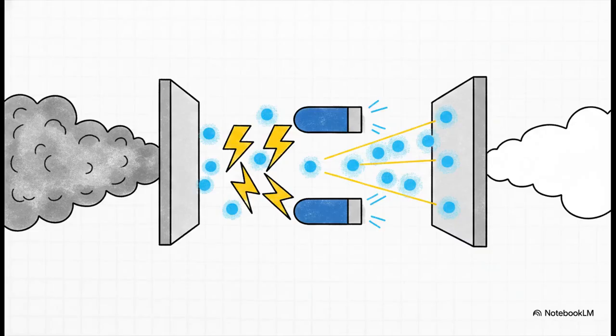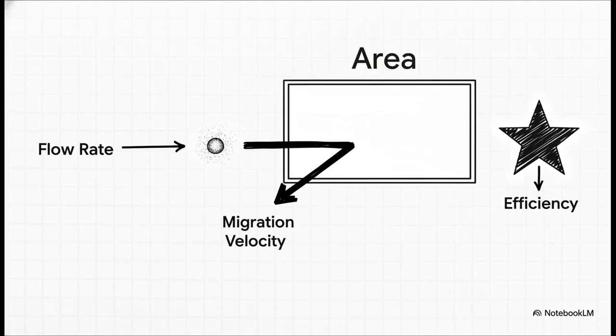masking. The absolute crown jewel of particulate control is the electrostatic precipitator, or the ESP. It essentially charges particles and magnetically pulls them right out of the air. And the whole thing is governed mathematically by this incredibly elegant formula, the Deutsch-Anderson equation. Let's really look at what these symbols actually mean. Let's unpack this formula because it's brilliant.